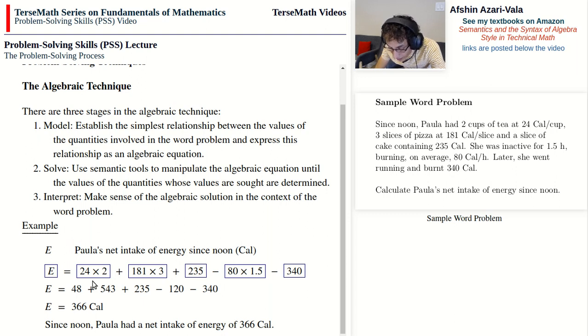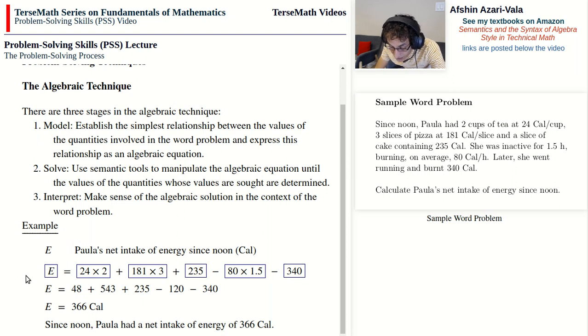So term number 1 computes the intake of energy from the cups of tea. Term number 2 computes the intake of energy from the slices of pizza. Term number 3 computes the intake of energy from the cake. Term number 4 computes the loss of energy due to the period of time when Paula was inactive. And finally, the last term computes the amount of energy that she lost when she went running.